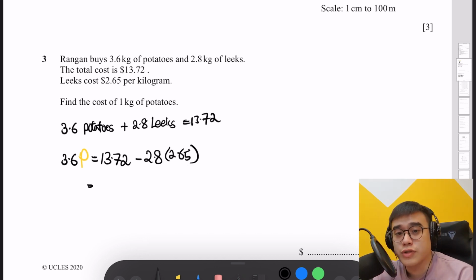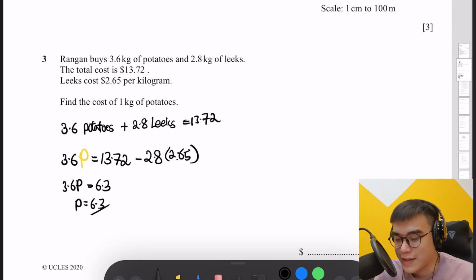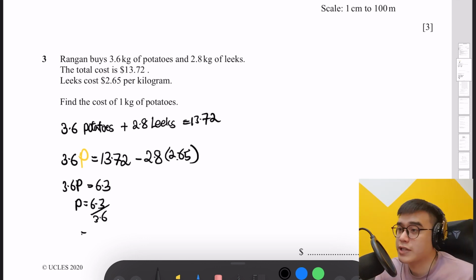Then you will get the result of 6.3. Then you take 6.3 divided by 3.6. You will get the price of potatoes per kg is $1.75.